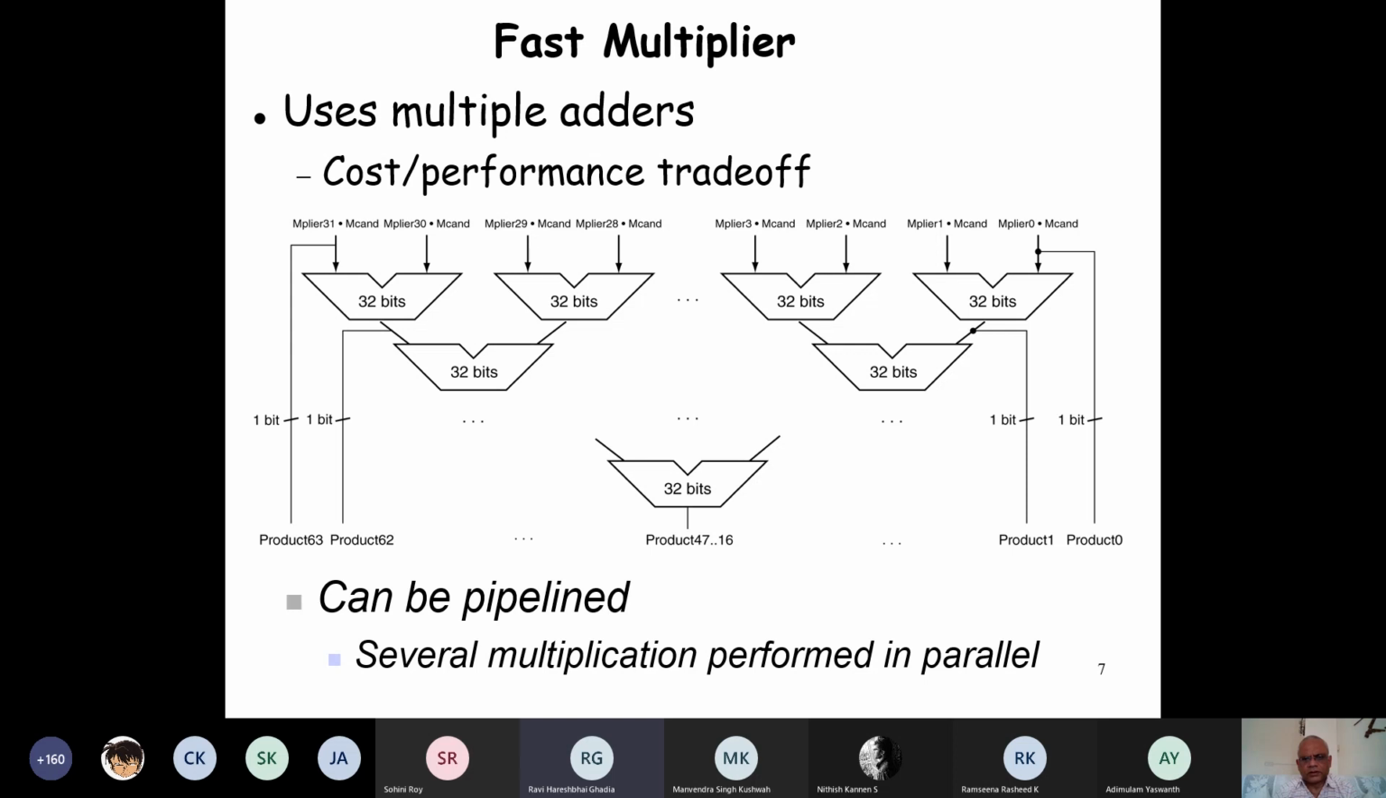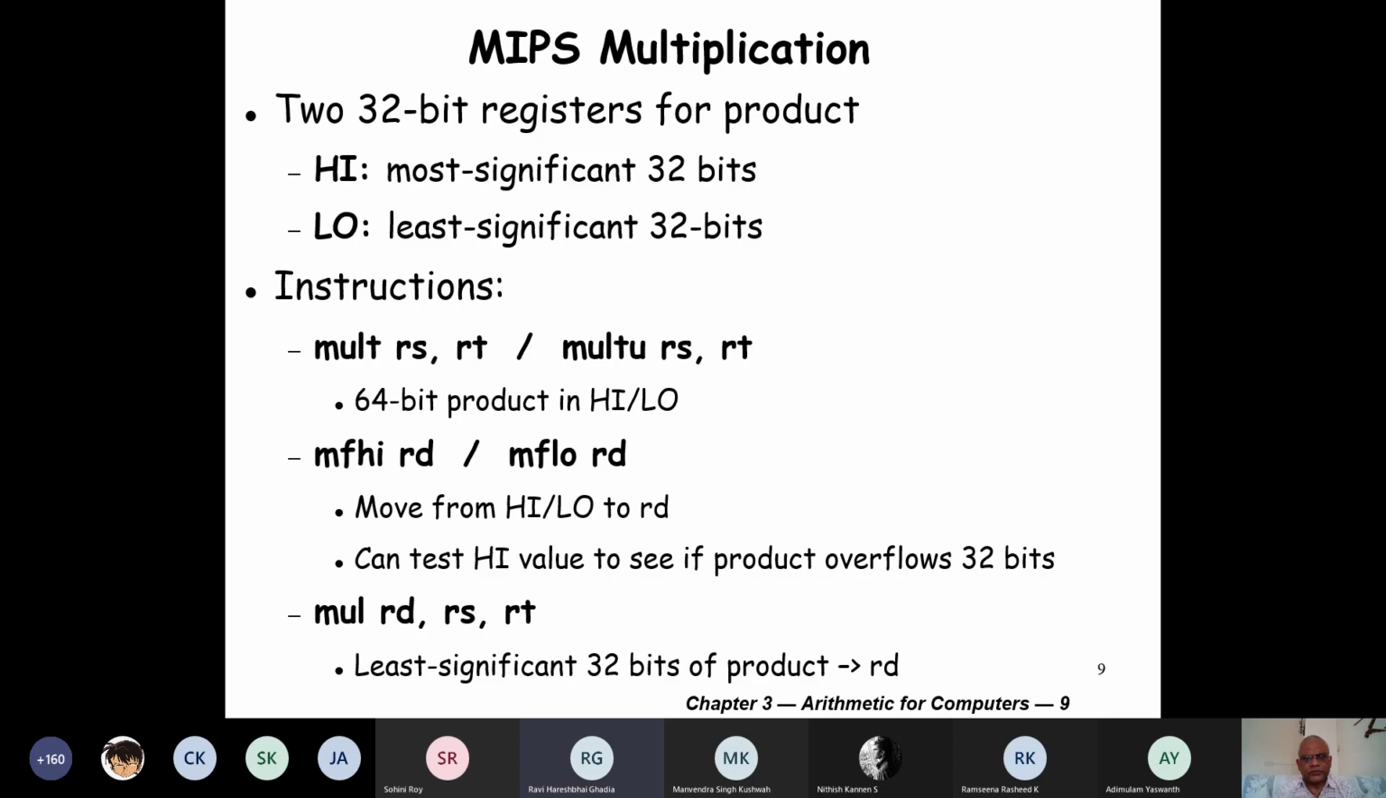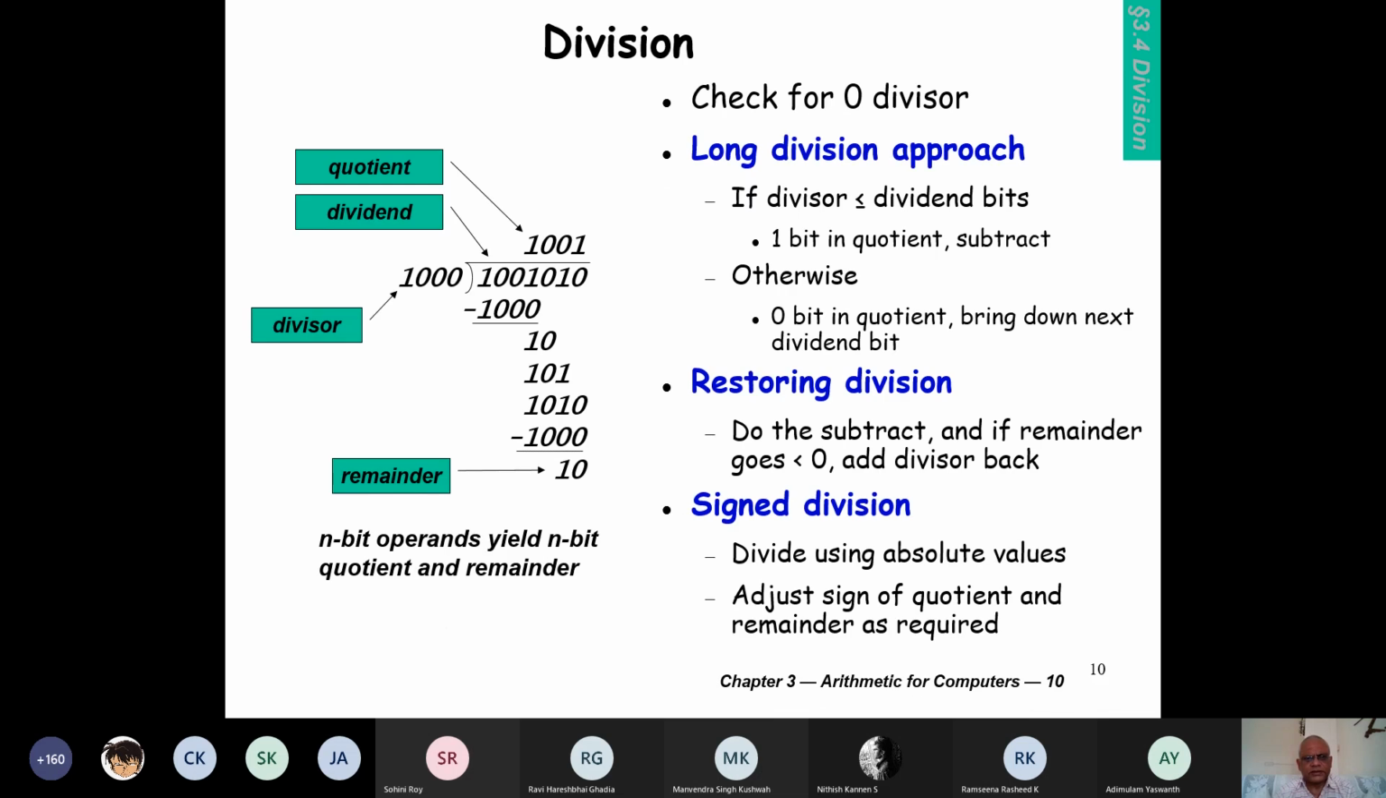Okay, sir. So the division is slightly more involved. We need to pay slightly more attention here. The first thing is, again, we are using the long division approach. And if you have not forgotten your school maths, we have the dividend, that's the number we are trying to divide. The divisor is the one with which we are trying to divide. And then we have the quotient and the remainder. These two are the result.